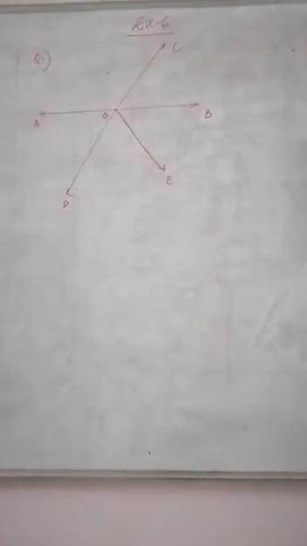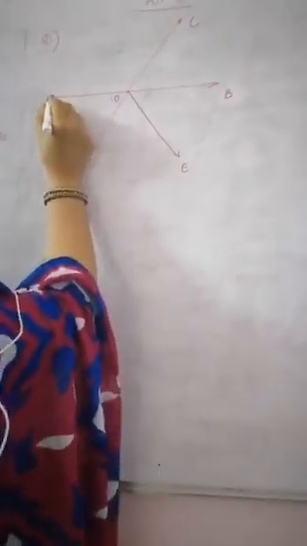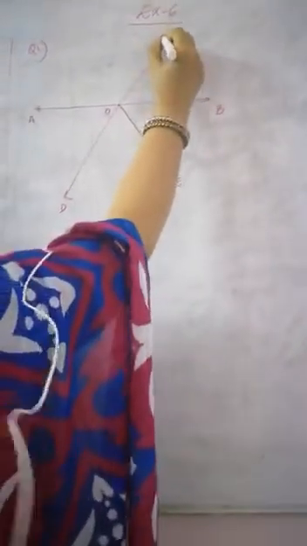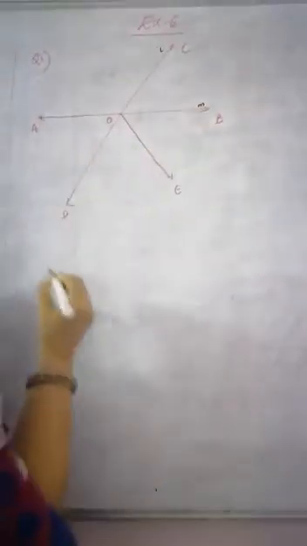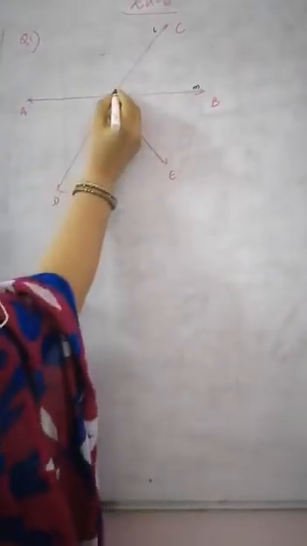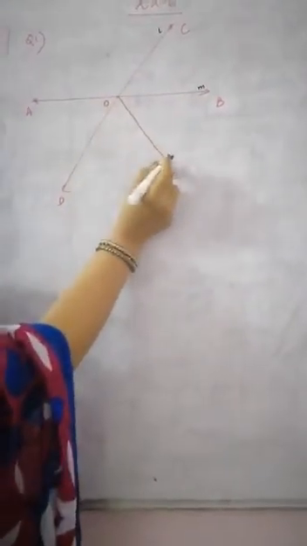Next, come to exercise 6, children. He is asking you, see the figure. Observe the figure. Name two pairs of vertically opposite angles. What are the two lines, children? AB is one line, and CD is the other line. L and N. This is your L, this is your N. This is an extra line. He has given the extra line, leave it off.